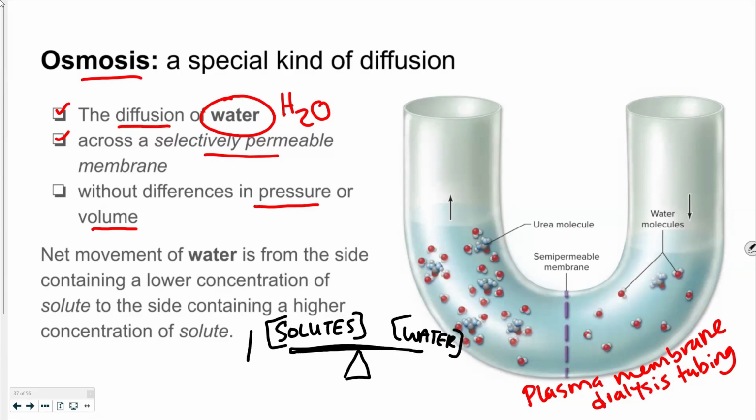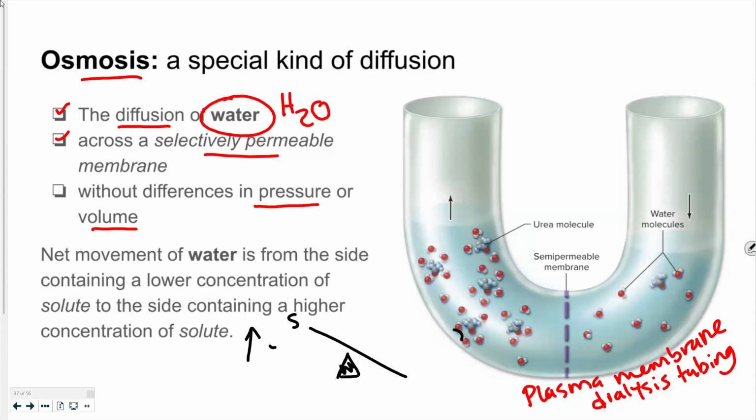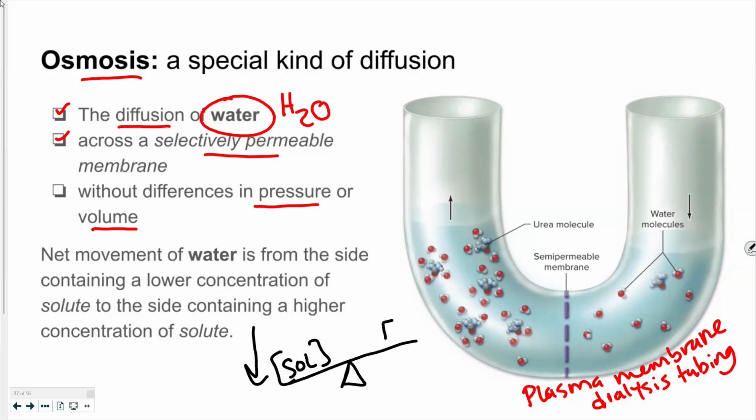If I increase my concentration of solutes, now I have to change my teeter-totter. My teeter-totter is going to be this. So I'm going to have a high concentration of solutes and a lower concentration of water. Alternatively, I could decrease my concentration of solutes, which is going to mean that my concentration of water is going to increase.